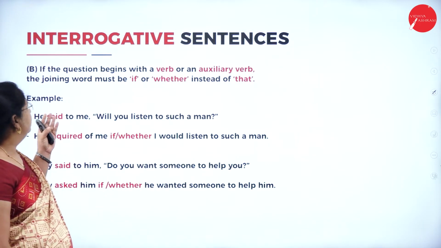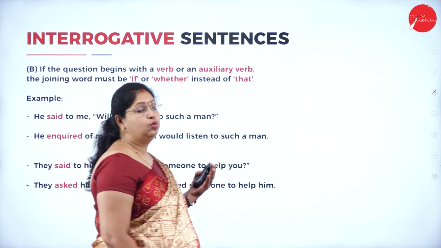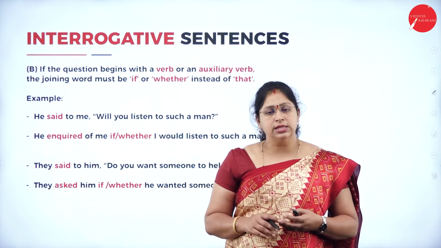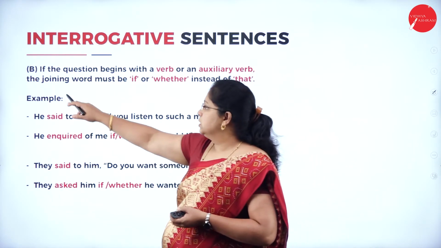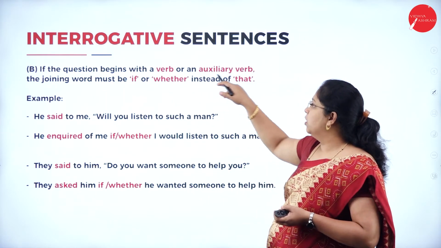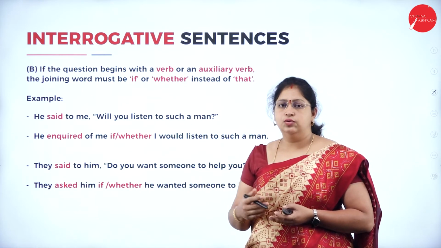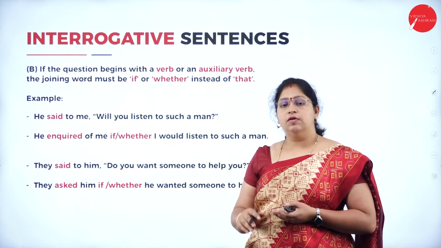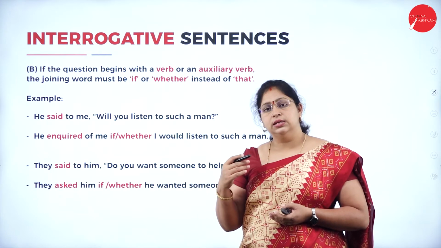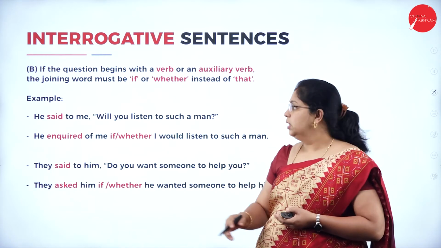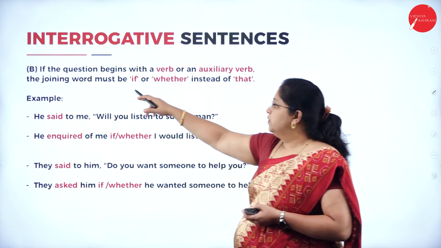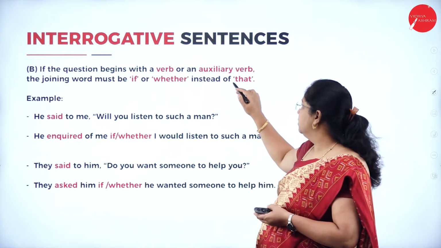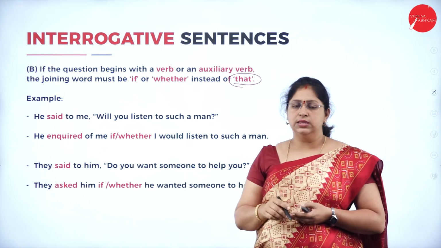Next, let us see the other rules, what we need to do when it is an auxiliary verb. If it is an auxiliary verb, there are some conditions. Let me tell you all those. If the question begins with a verb or an auxiliary verb like "can you do this to me", "may I come in", all these are questions, but what is used here? Instead of WH questions, here the auxiliary verbs are used, correct? So, the joining word must be "if" or "whether" instead of "that". So, we saw that "that" was common in all the previous examples.